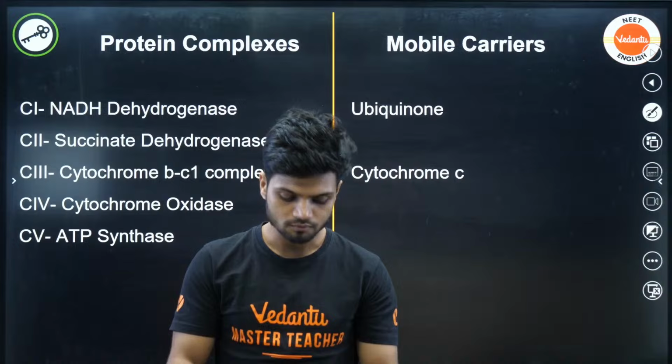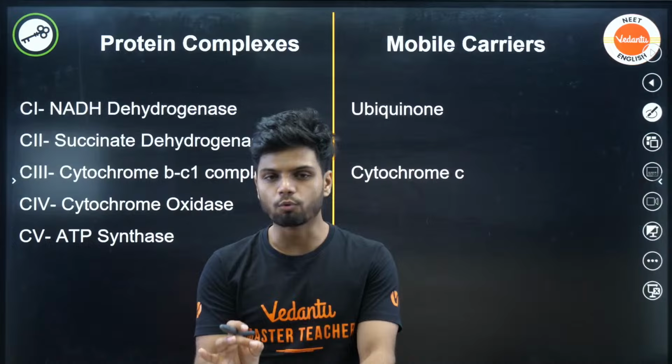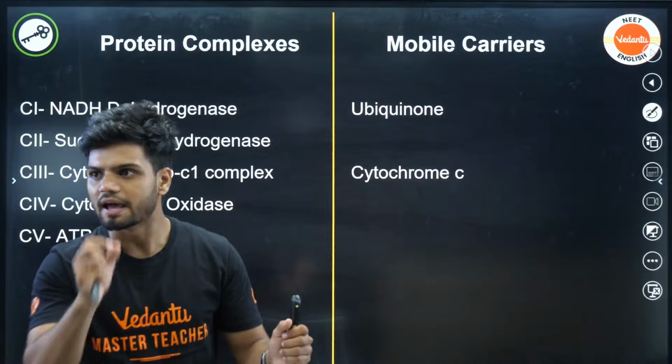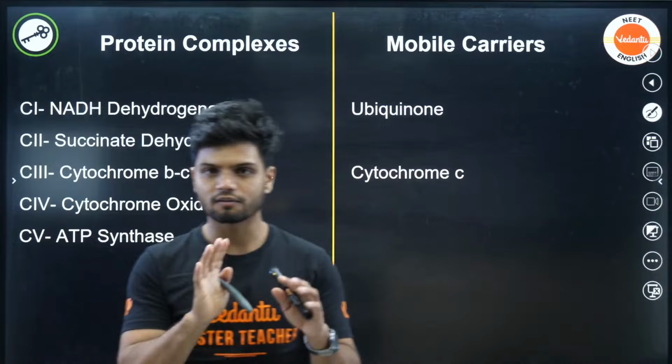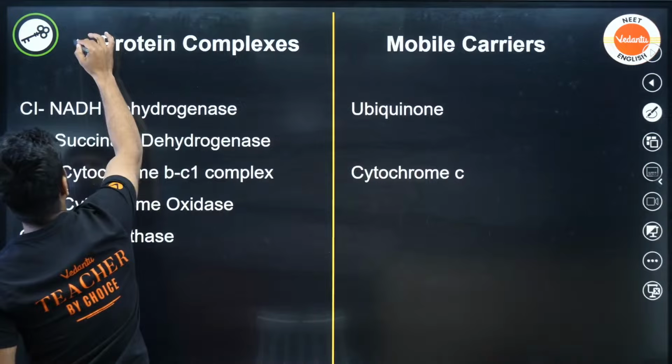Now students, before we take a small break, I want everyone to write this down. We are starting electron transport chain now. Before we take a 5 minutes break or 10 minutes break, I want everyone to write down that in total there are five protein complexes.